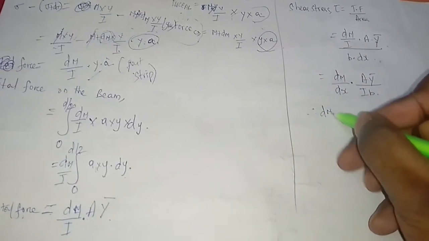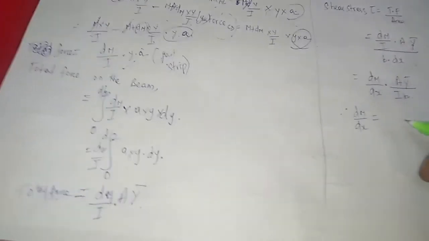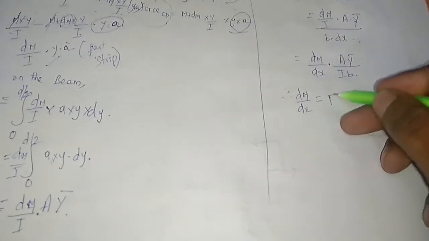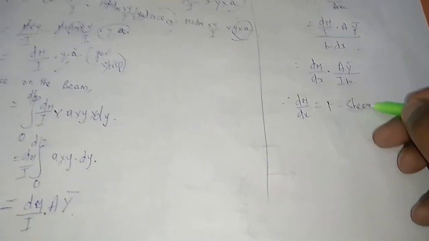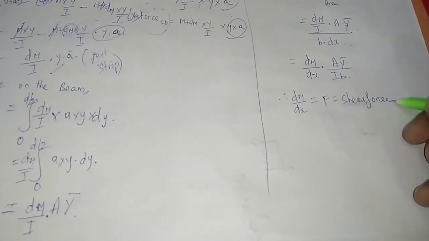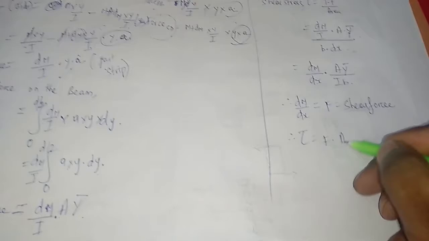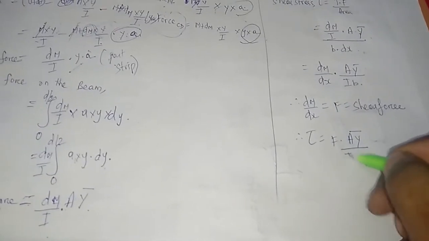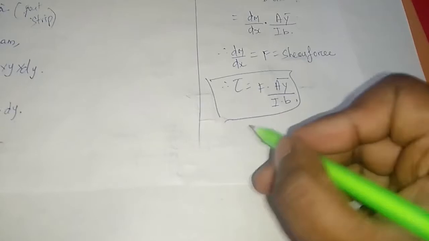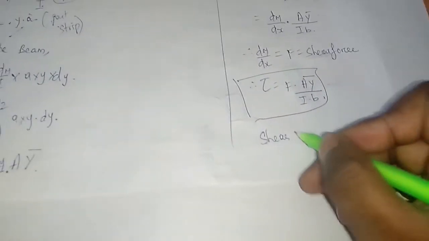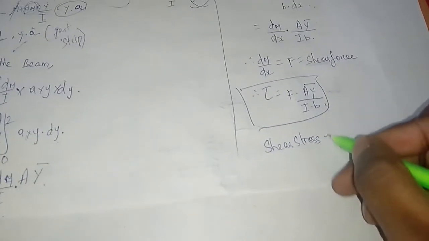So this dM by dx is nothing but F, that is nothing but shear force. So shear stress tau is equal to F into A y bar by I b. So this is your shear stress equation.